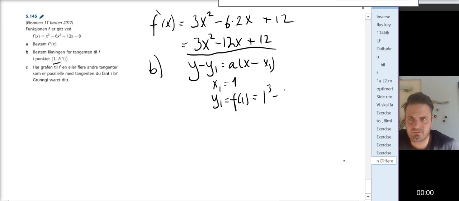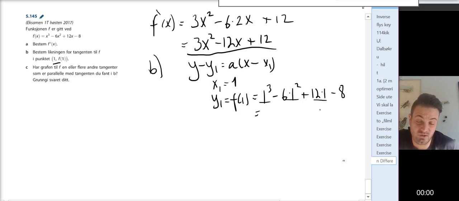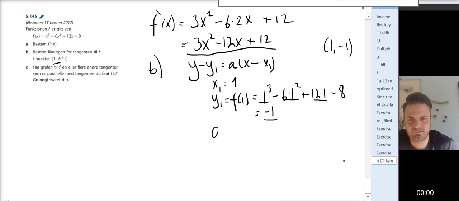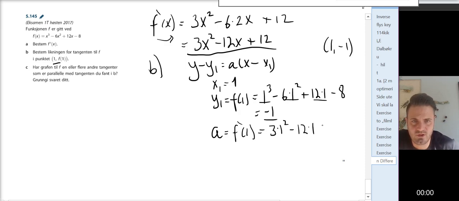And we get 1 to the power 3 minus 6 times this plus 12 times 1 minus 8, which is 1 minus 6, which is minus 5 plus 12, which is 7, the minus 8, which should be minus 1. So that is the y coordinate. We have the point (1, -1). That's the tangent point. Then we need a gradient, the stigningstal, and then we just put the x coordinate into the stigningstalsfunction. Here is the derivative, put 1 in here, 3 times 1 squared minus 12 times 1 plus 12. And this will be 3, like this.